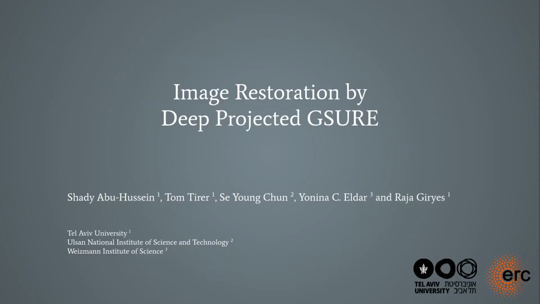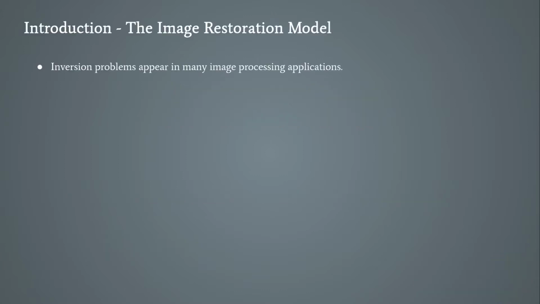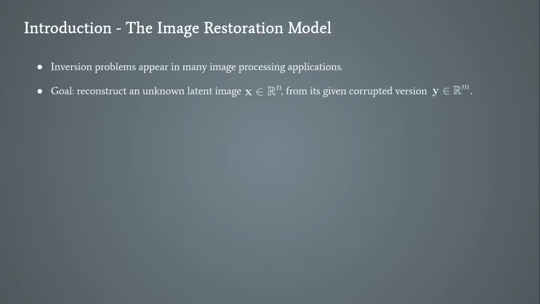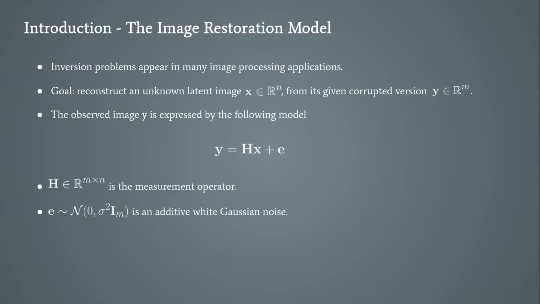I am presenting our work on image restoration using deep projected GSURE. Inverse problems appear in many image processing and computer vision applications, where the goal is to reconstruct a latent image X from its corrupted version Y, which is observed using the following measurement model, where the measurement operator H can be expressed as an m by n matrix and E represents an additive Gaussian noise.